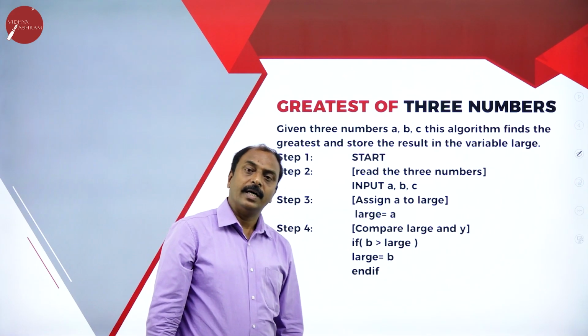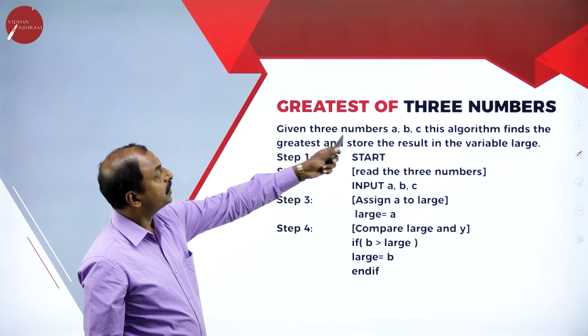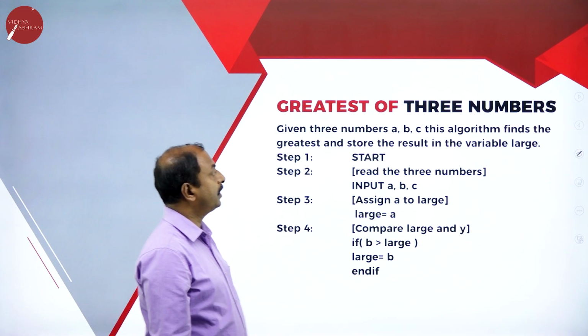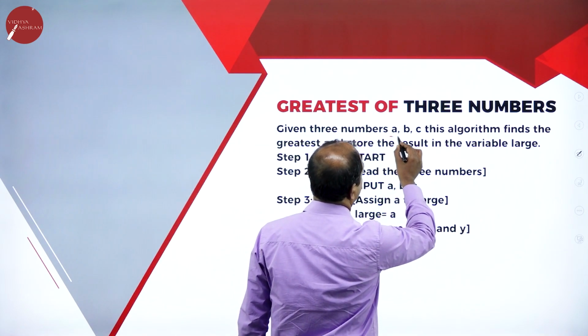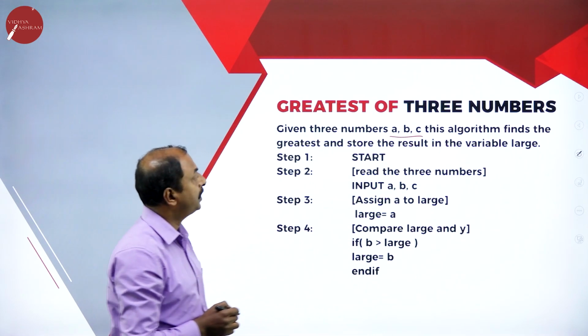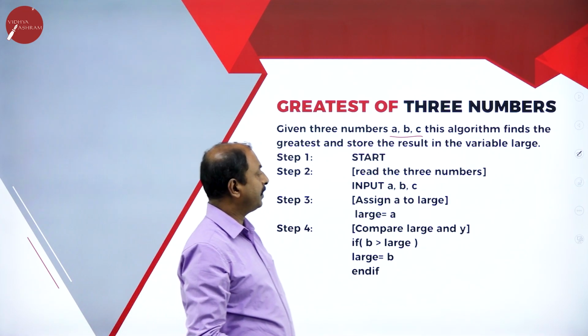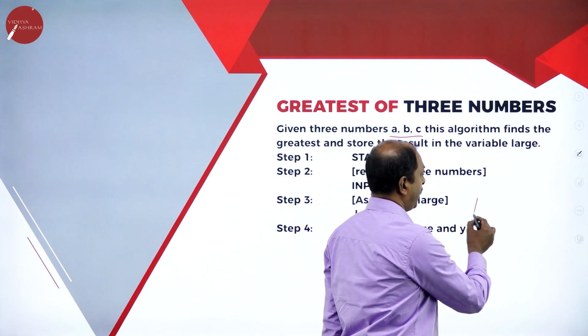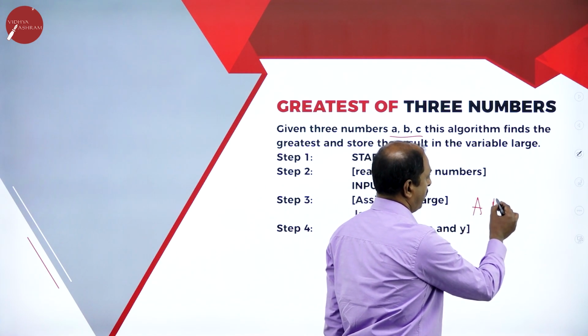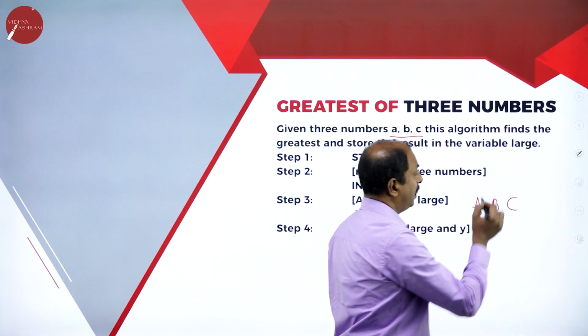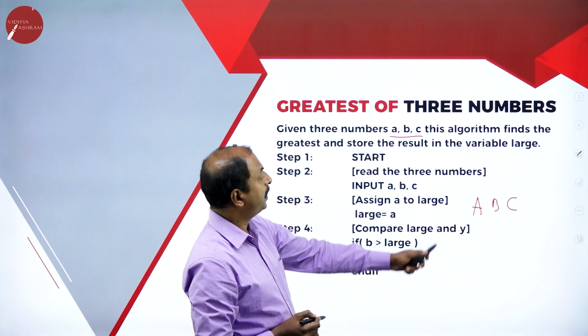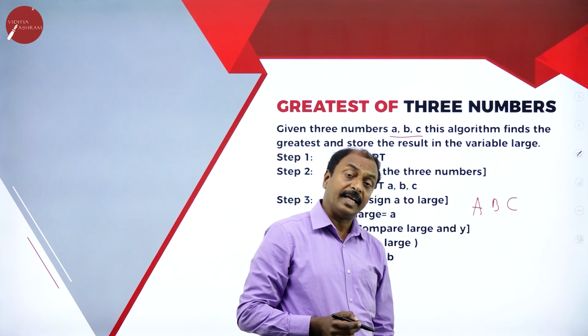Now let us see another example. Greatest of 3 numbers. So here 3 numbers A, B, C. And what is the logic for this? Suppose the given numbers, for example, A, B, C are the 3 given numbers. Now here we have to find out which is the greater.